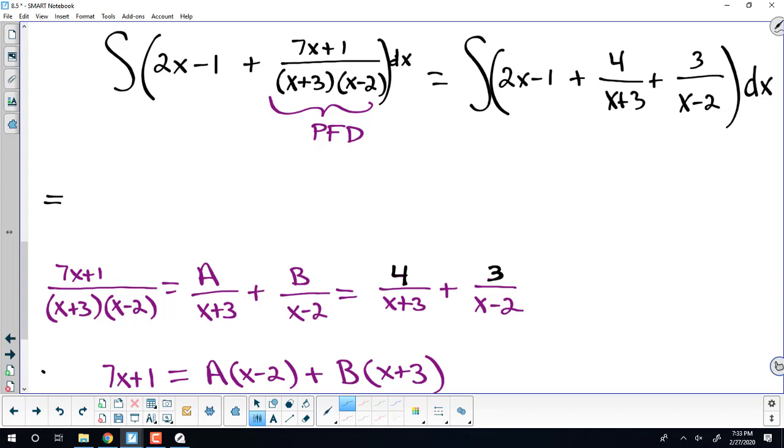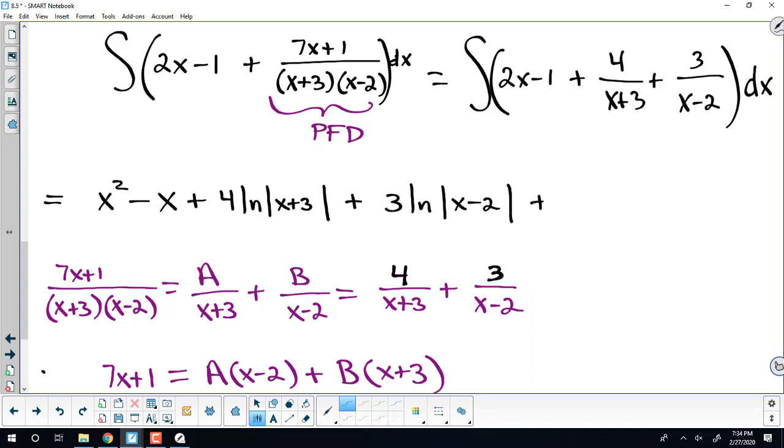So we have the antiderivative of 2x, the antiderivative of 1, the antiderivative of 4 over x plus 3, and the antiderivative of 3 over x minus 2. And that's our answer.